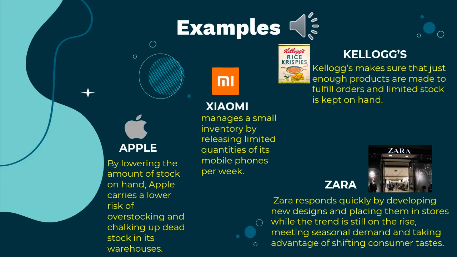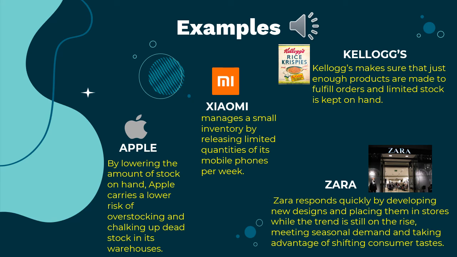For example, Apple. Apple keeps as little inventory on hand as possible. By lowering the amount of stock on hand, Apple carries a lower risk of overstocking and choking up its warehouse. Second, Xiaomi.